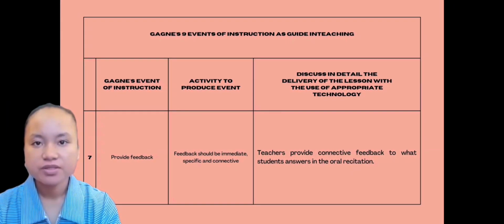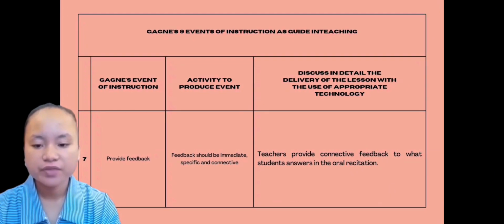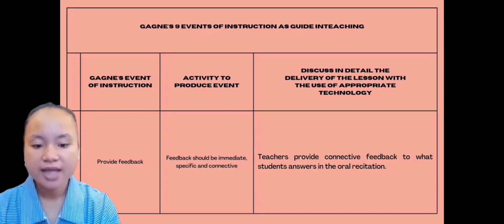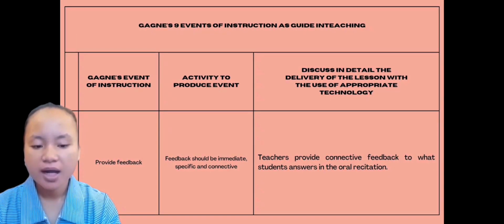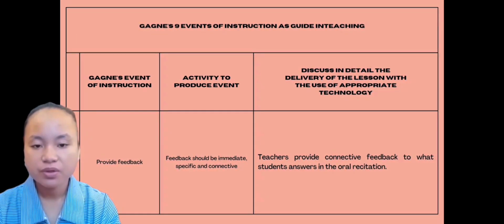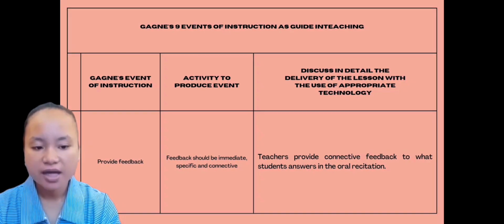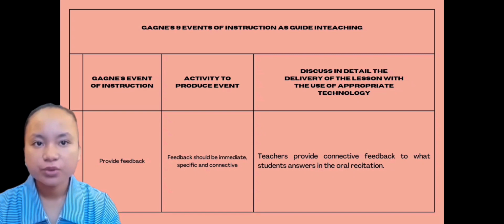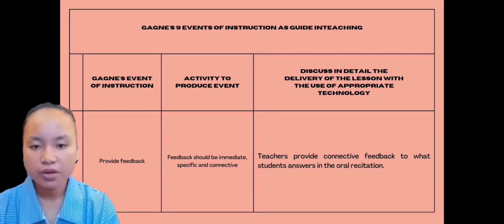The next event of instruction is provide feedback. After the students demonstrate their knowledge, provide feedback and reinforce any points as necessary. So the teachers provide corrective feedback to the students' answers in the oral recitation.